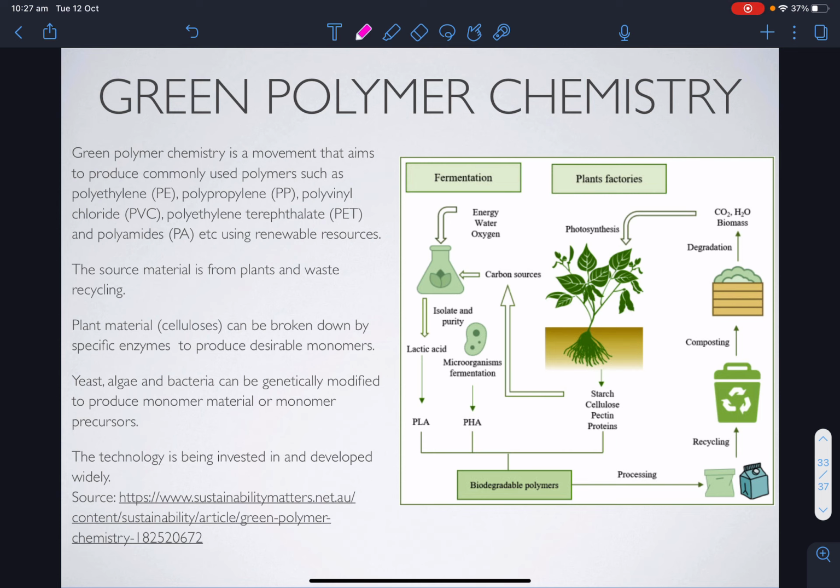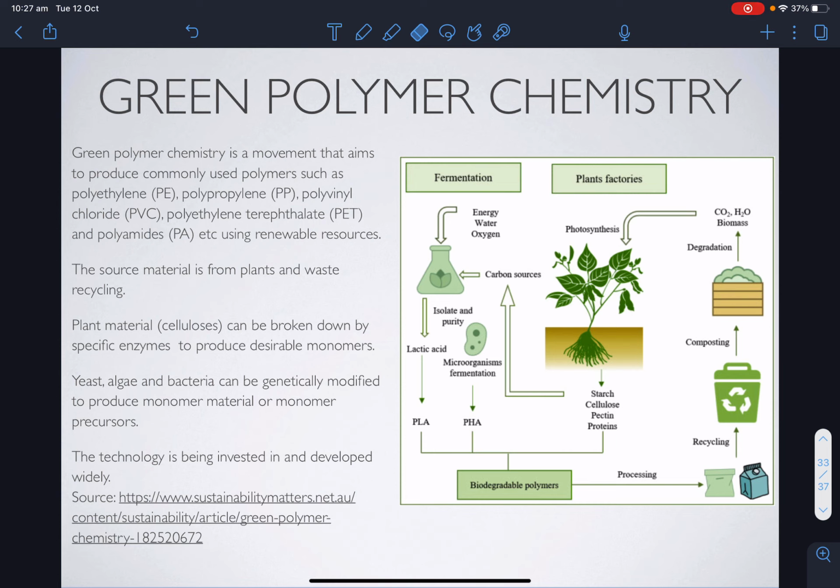So the movement aims to produce the polymers that are very commonly used now, okay? There could be some negatives, but they've got some ways around it. Stuff like polyethylene, polypropylene, PVC, PET, polyamides, the stuff that we're using already, and we're using them very well because they're strong, they're flexible, and stuff like that. So instead of making these other plant-based ones, we're using ones that we want to use anyway for their strength, but we're getting them from plants as well. We're doing some extra reactions there to get them from plants.